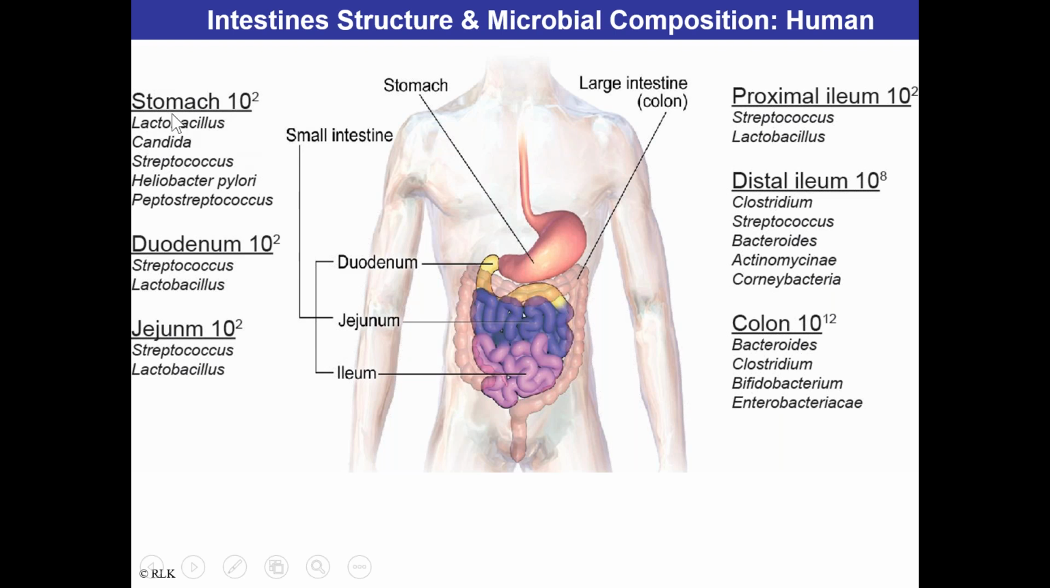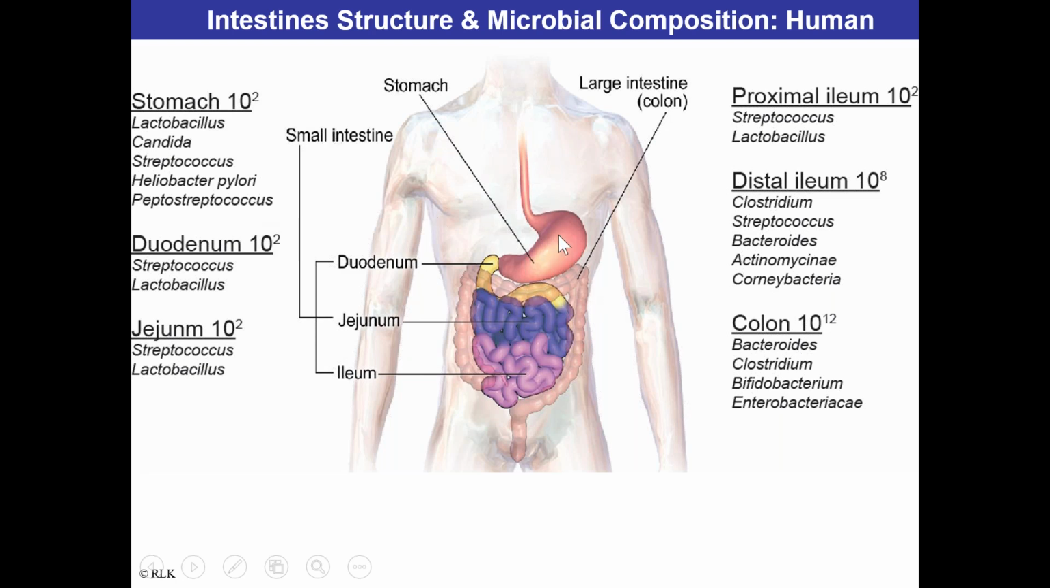And on the left here, we list just some of the bacteria, and these bacteria would produce enzymes, for instance, that would be able to help process the food. You have here the lactobacillus, candida, streptococcus, helicobacter pylori, and the peptostreptococcus species existing within the stomach. There's not a whole bunch of them, as you can see, maybe on the order of about 100.